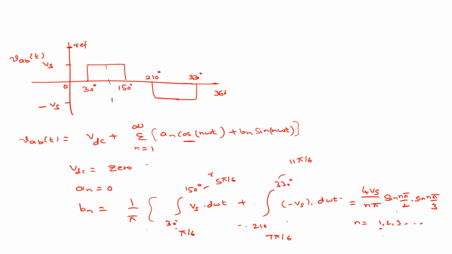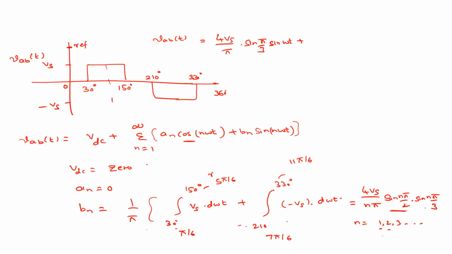If you substitute n equal to 1, it will be 4 Vs by pi, sine pi by 2, that is 1, into sine pi by 3, and we have sine omega t. That is its coefficient. Now substitute n equal to 2: 4 Vs by 2 pi into sine 2 pi by 2, that is sine pi, which is 0. So for 2, its value is 0. Similarly for 4, 6, the value is 0. In other words, all the even order harmonics are 0 because sine n pi by 2 is 0.